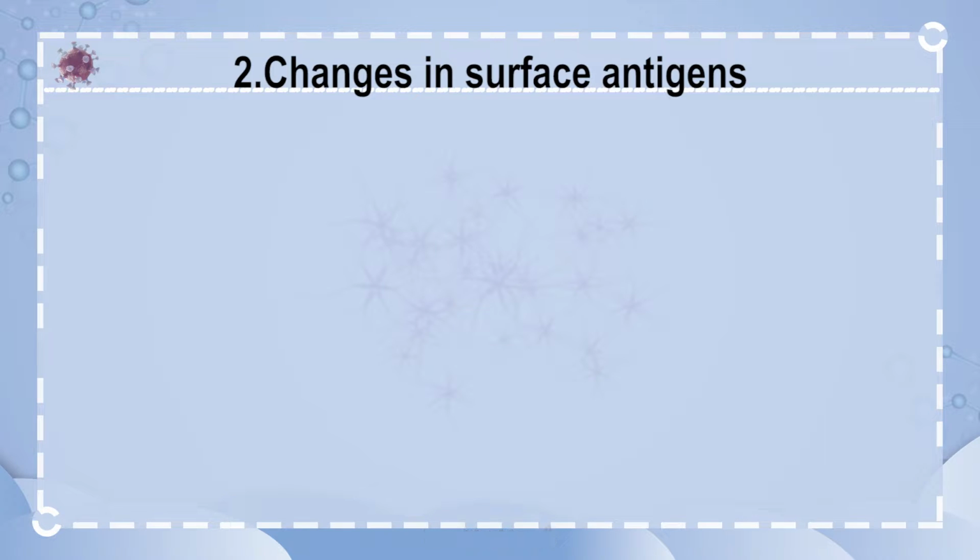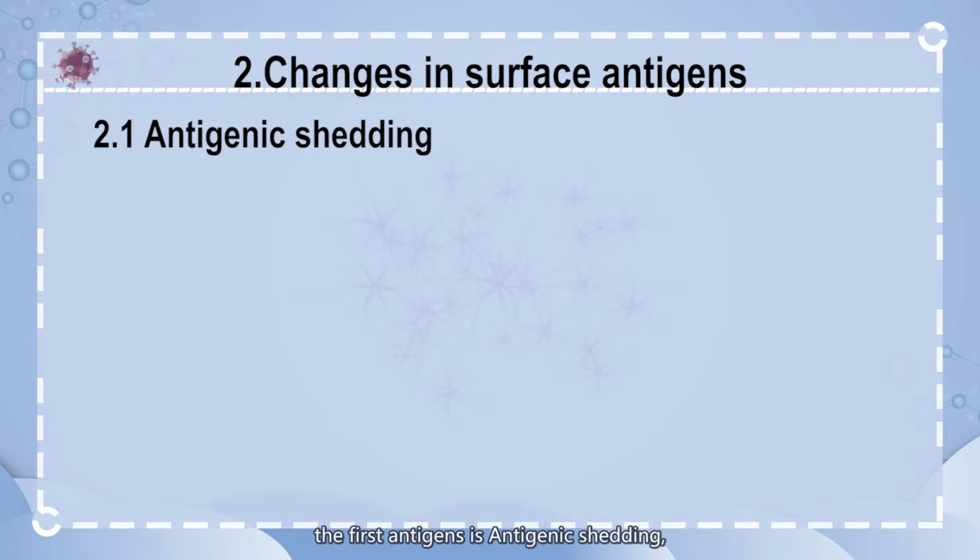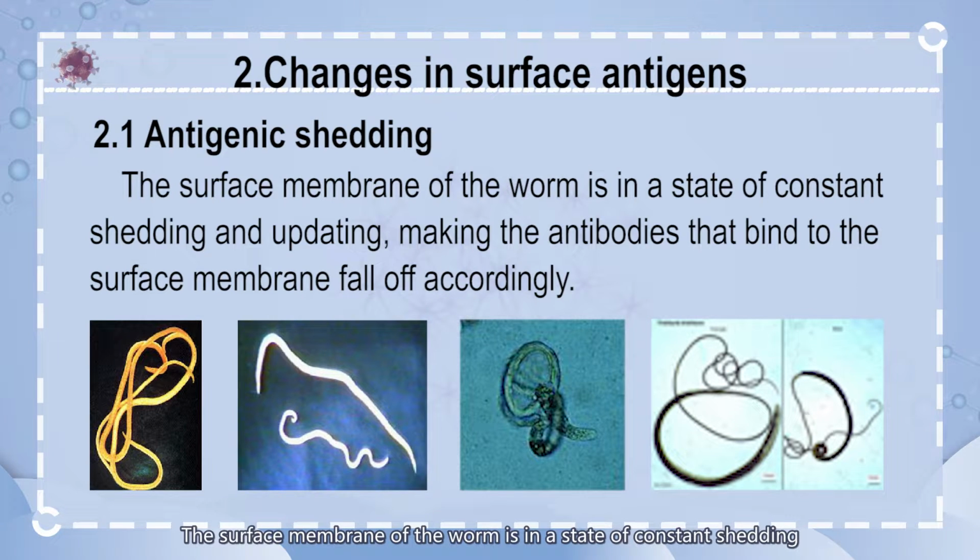The second is the changes in surface antigen. The first aspect is antigen shedding. The surface membrane of the worm is in a state of constant shedding and updating, making the antibodies that bind to the surface membrane fall off accordingly.